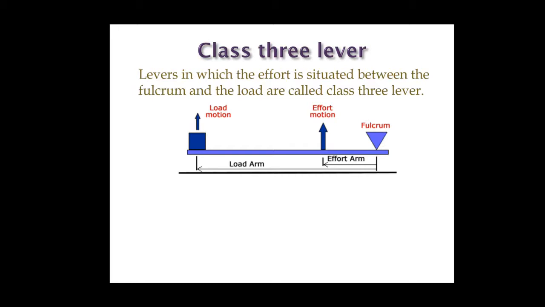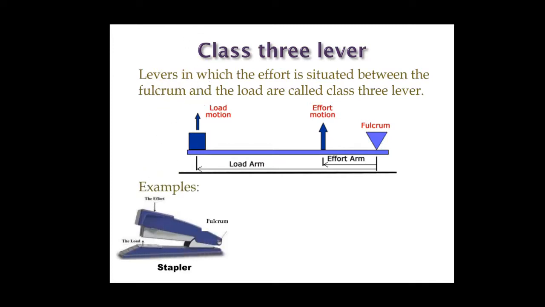And the distance from load to fulcrum, that is about load arm, and the distance from effort to fulcrum, that is about effort arm. Look at the examples. First one is about the stapler. Here we can see the effort is in between the load and fulcrum. That's why it is the example of class 3 lever.